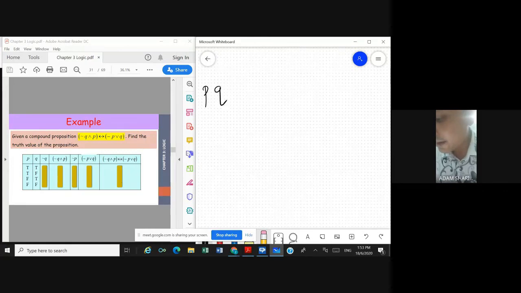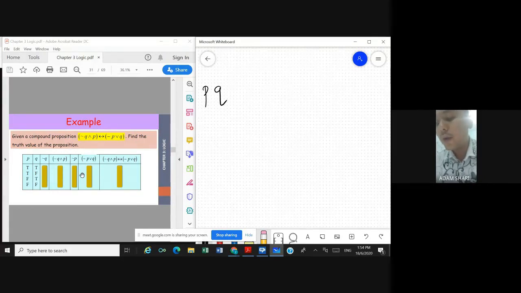P, Q. Previously, when you get this question, this table is not given to you. It's empty, it's a blank space. You need to construct this on your own. The first step is that you must check how many statements, how many propositions there are.